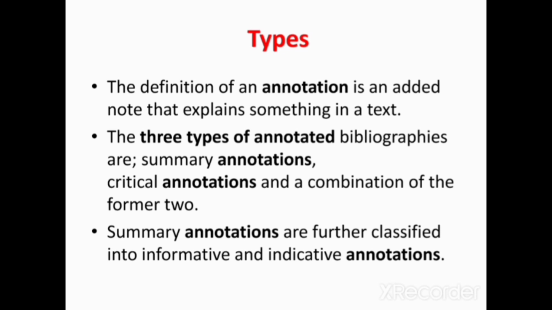There are different types of annotations. The definition of an annotation is an added note that explains something in a text. There are three types of annotated bibliographies: summary annotations, critical annotations, and a combination of the former two. Summary annotations are further classified into informative and indicative annotations.